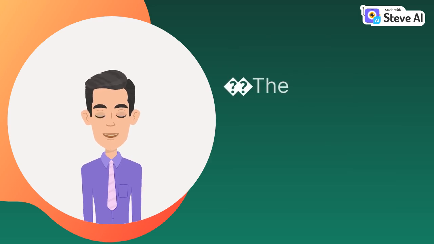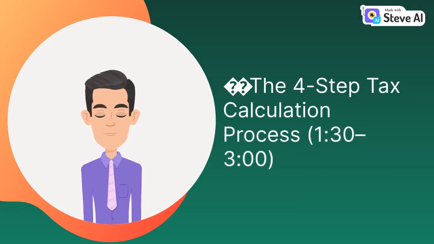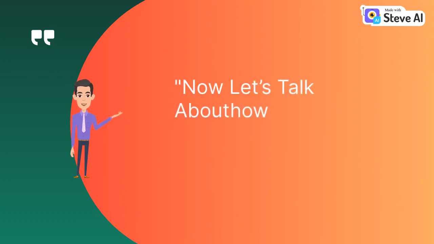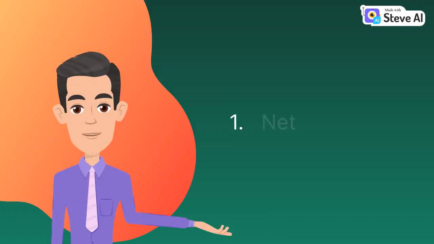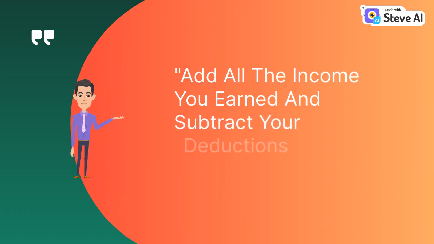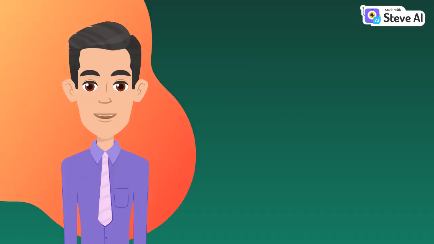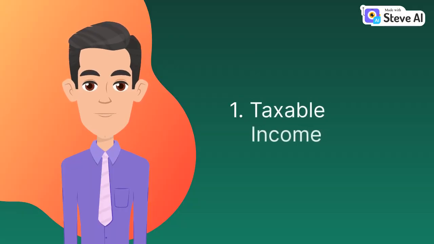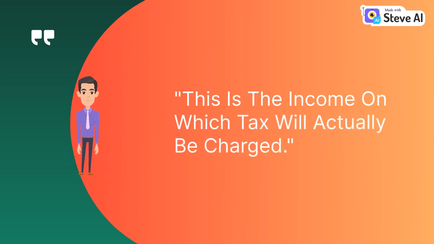The four-step tax calculation process. Now let's talk about how your tax is calculated in 4 simple steps. Net income. Add all the income you earned and subtract your deductions, like RRSPs or childcare. Taxable income. This is the income on which tax will actually be charged.